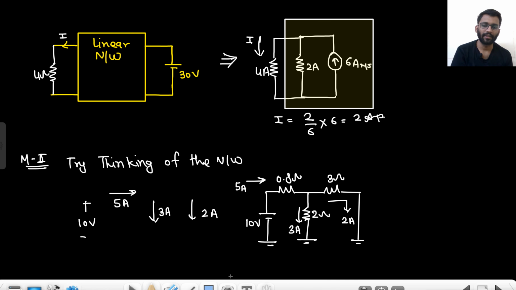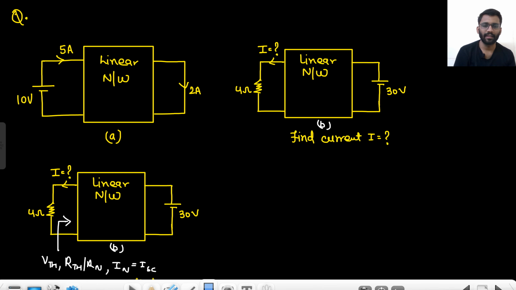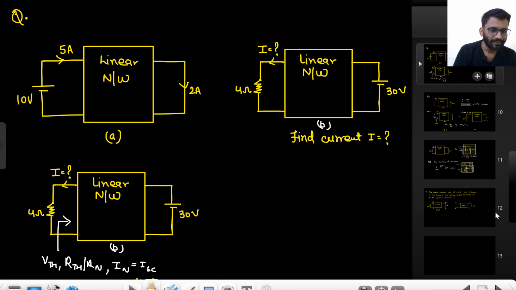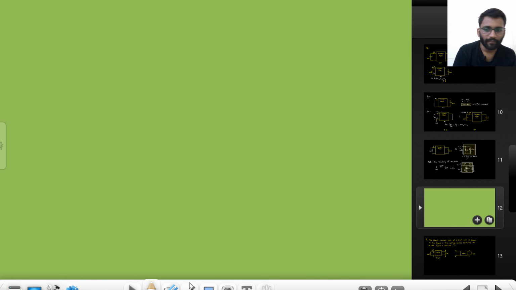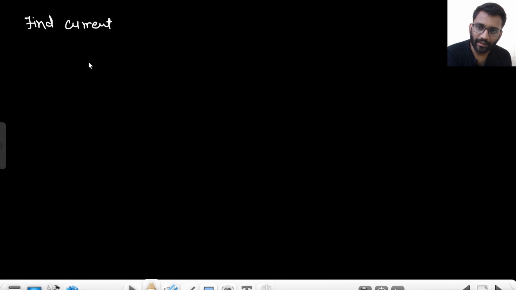So what is my network? This is my network, right? Now simply replace this network in the given question. This was the given question. Just replace it there and you find the value of I. So I have to add a page, I guess. Find current in 4 ohm, right? This is the 4 ohm given here.